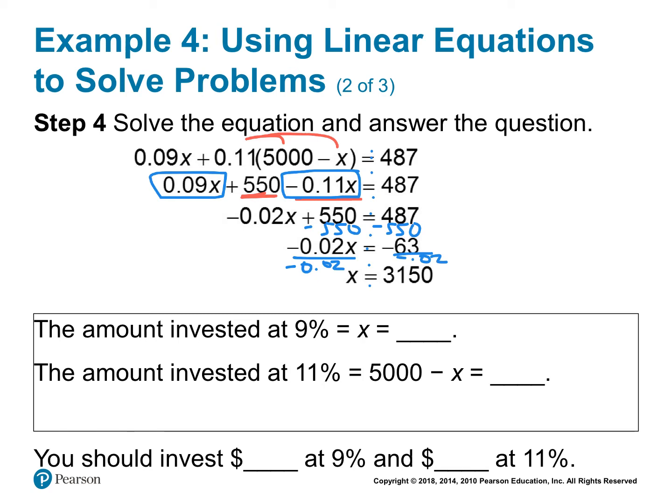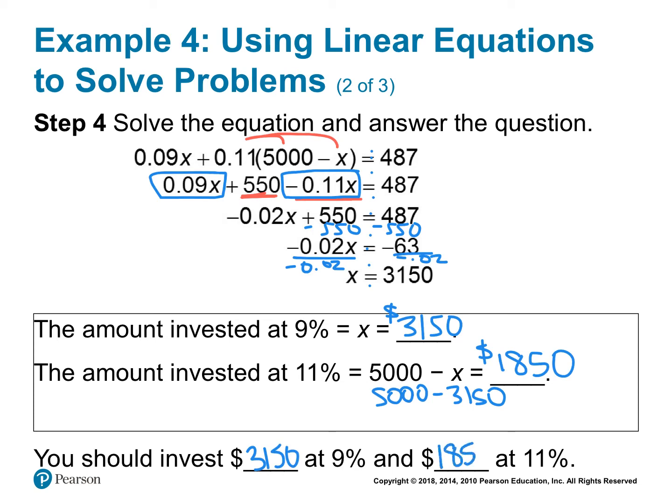So our x represented the amount invested at 9%. We said that is $3,150. So that means the amount invested at 11% is our original $5,000 minus the 3,150. That means there's 1,850 left that was invested at 11%. So you should invest 3,150 at the 9% rate and the remaining 1,850 at the 11% rate. And we'll go ahead and check that on the next slide, make sure it works out.